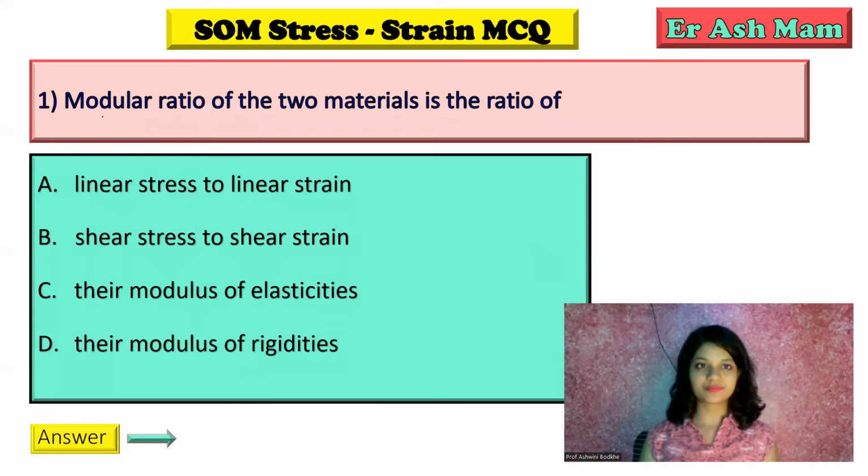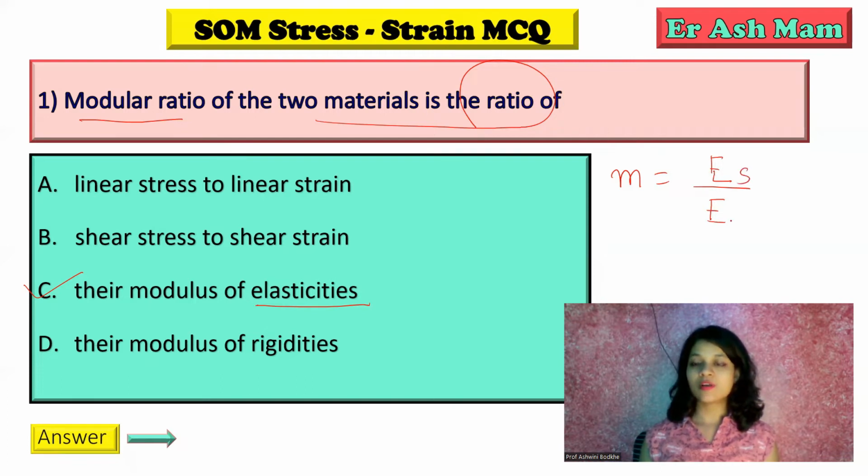Question number 1. Modular ratio of two materials is a ratio of, answer is C, their modulus of elasticity. We know that modular ratio is denoted by symbol m, which is equal to ratio of modulus of elasticity. For example, steel and concrete, modular ratio is a ratio of Young's modulus or modulus of elasticity of steel upon modulus of elasticity of concrete. Therefore, answer is C.